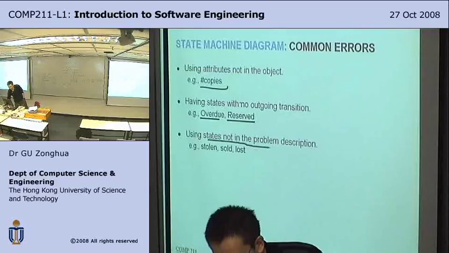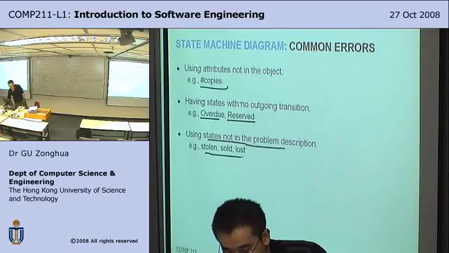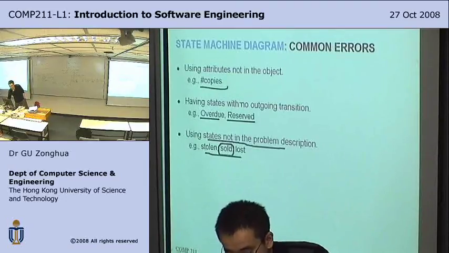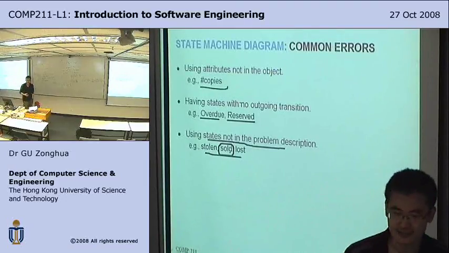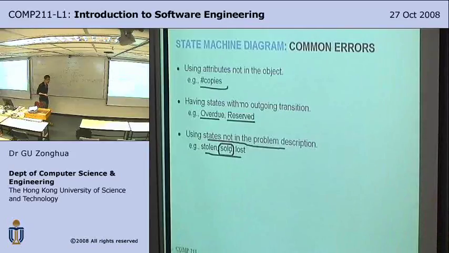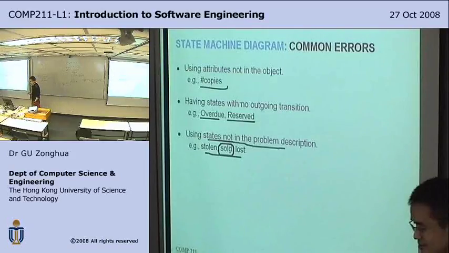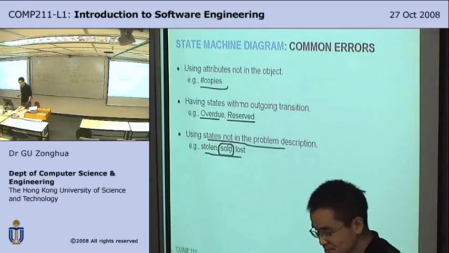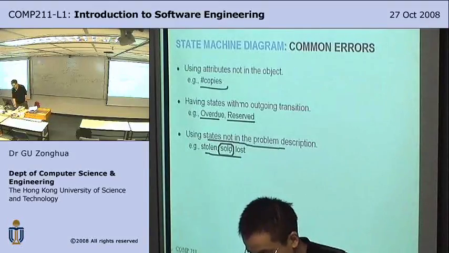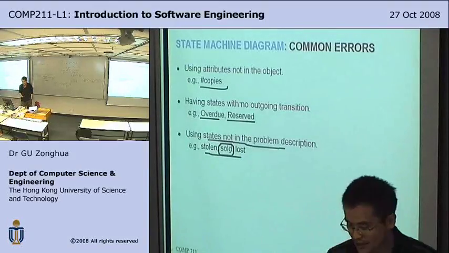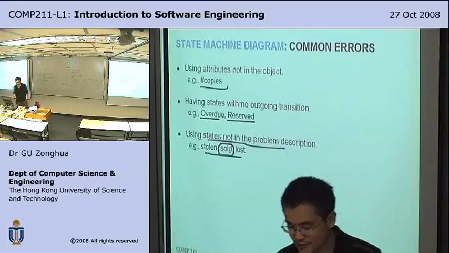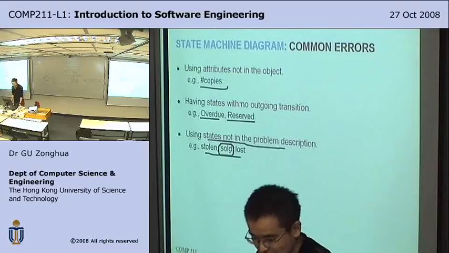States not in the problem description, like stolen, lost, sold. Sold is not a valid state. Why? Because if it's sold, it no longer belongs to the video shop. You shouldn't have it anymore. It's gone. So you should only keep track of the rental copies that you have in your database.